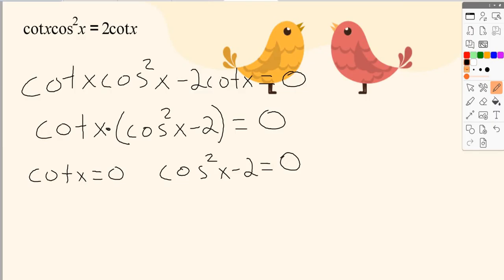So let's start with our cotangent. Is cotangent on our unit circle? No. But what do we know that cotangent is? And what is the only way that a fraction can be 0? We said that the bottom is not allowed to be 0, right? So the only way that the whole fraction could be 0 is if the top is 0, because 0 divided by any number is still 0. So that means that we need what to be 0? Cosine.